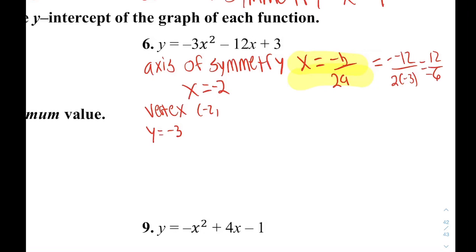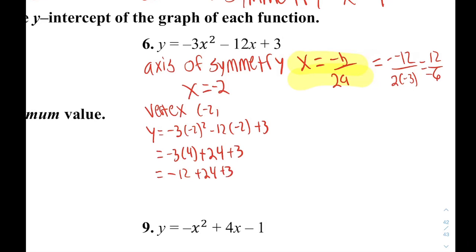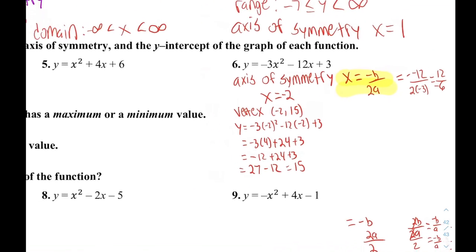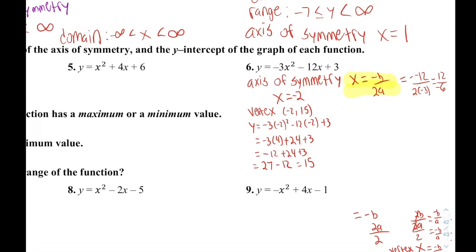Y equals, we're going to plug in that x for the vertex. Negative 3 times negative 2 squared minus 12 times negative 2 plus 3. Oh, we're not using x. Negative 12 times negative 2 plus 3. Negative 3 times 4 minus, actually plus 24 plus 3. Negative 12 plus 24 plus 3. 27 minus 12 equals 15. So we found the vertex, and then the last thing we need to do is find the axis of symmetry.